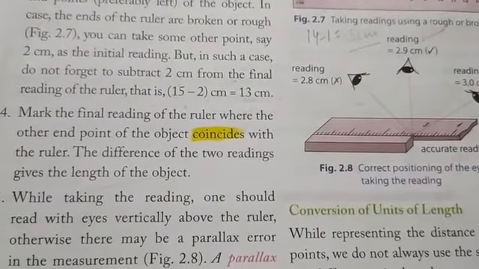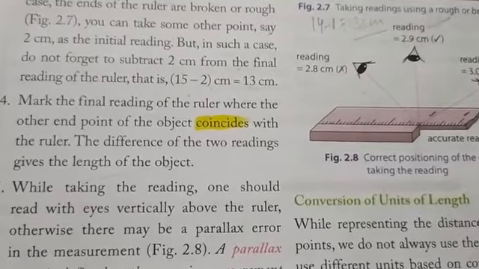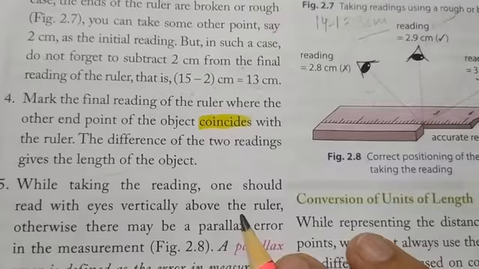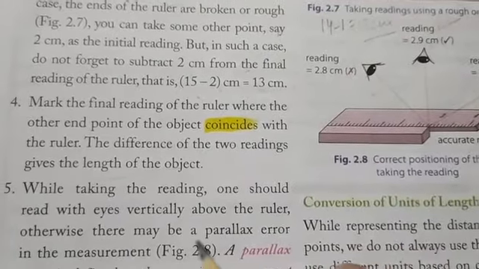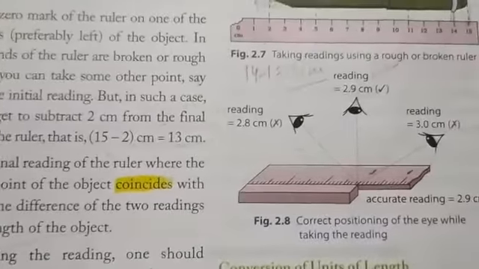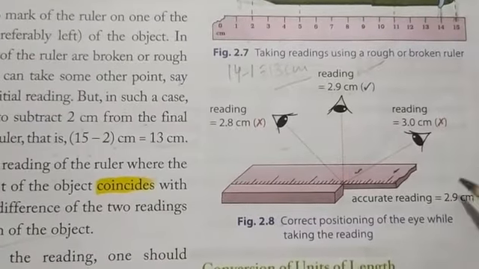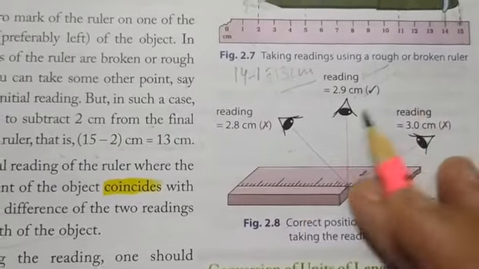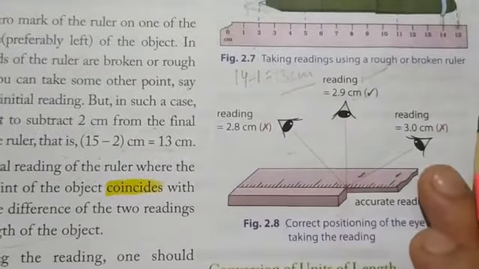Next one is while taking the reading. This is very important. While taking the reading, one should keep the eyes vertically above the ruler, otherwise there may be a parallax error in the measurement. For example, you can see here what is the correct positioning of the eye while taking the reading. This is the correct positioning, not from the left or not from the right.